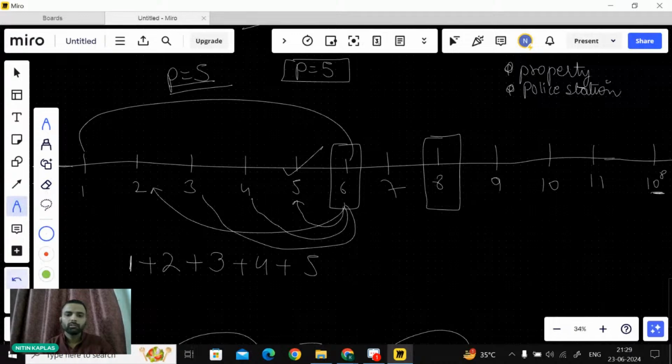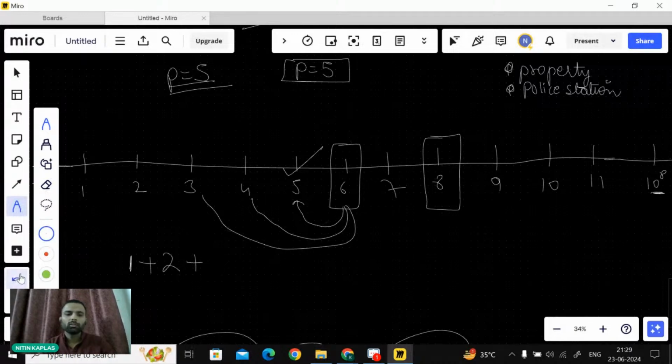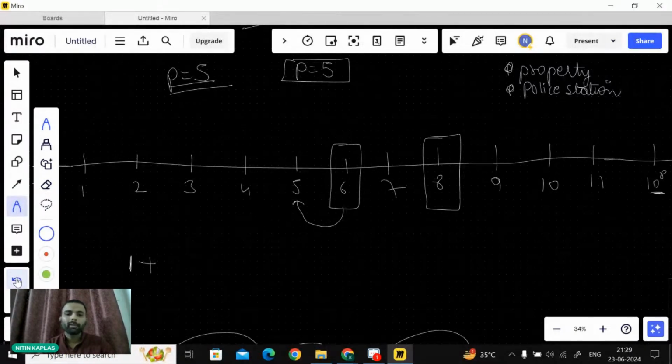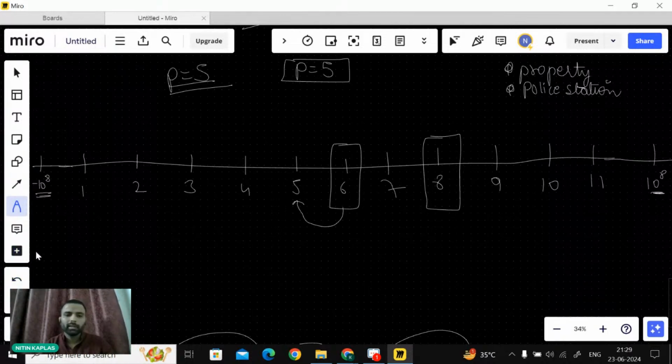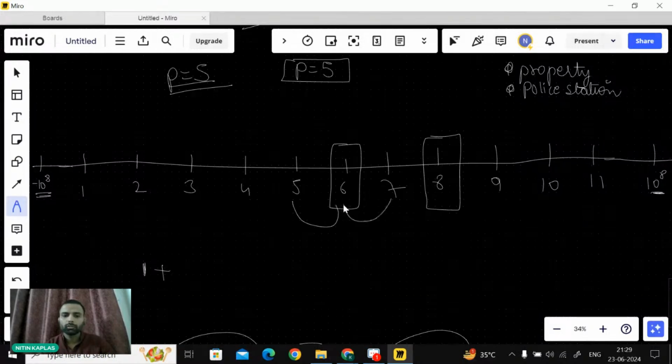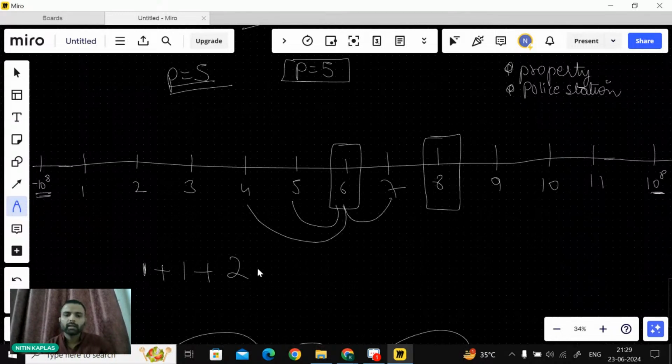Okay. This is one possible way, but it's not the optimized way to save my money. Now, think about it. I can buy this, which is one. I can buy this, which is one. Both are okay. Now, can I buy this? Yes, you can. Let me add two.